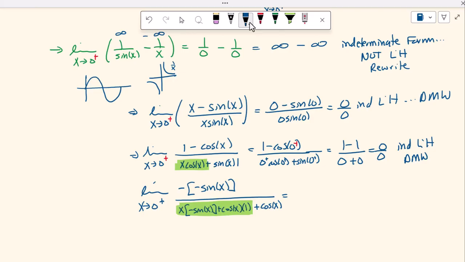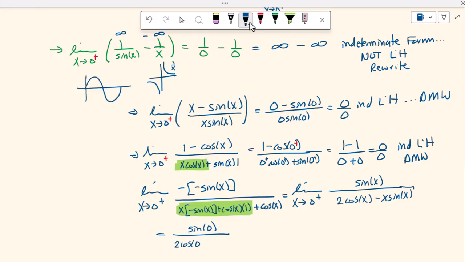Okay, so now let's go ahead and plug in. Actually, let's simplify first. Let's do limit as x approaches 0 from the right. So in my numerator I have sine of x. In the denominator I have 2 cosine x minus x sine x. So let's go ahead and take that limit now. So I'd have the sine of 0. And then in the denominator I'm going to have 2 cosine of 0 minus 0 sine 0.